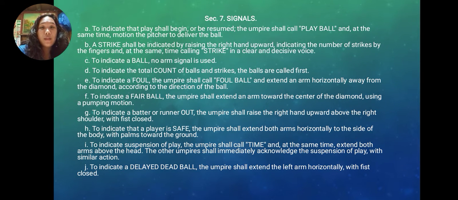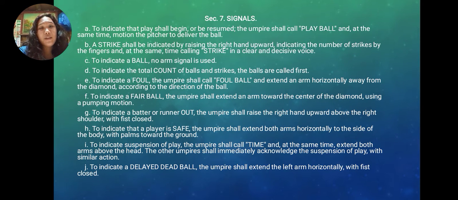So, we will proceed to section 7. Section 7 is signals. For letter A, to indicate that play shall begin or be resumed, the umpire shall call play ball, and at the same time motion the pitcher to deliver the ball. For letter B, a strike shall be indicated by raising the right hand upward, indicating the number of strikes by the fingers, and at the same time calling strike in a clear and decisive voice.